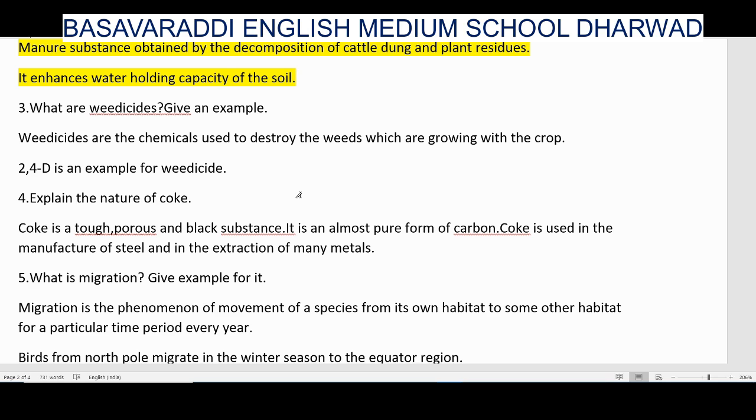When these weeds are growing along with your crop, they are also taking up the nutrition which is actually required by the crop which you are growing. So if these weeds are growing along with your crop, the crop will be damaged. That means it won't get the sufficient amount of nutrient that it requires. So to avoid these weeds, we are sprinkling the weedicides. Weedicides are the chemicals that actually destroy the weeds which will be growing along with your crop.